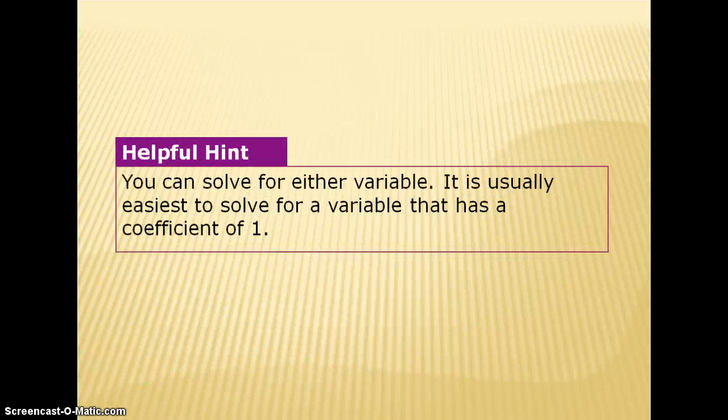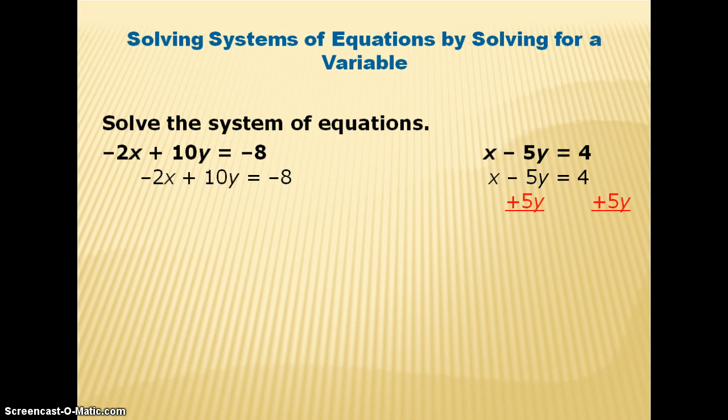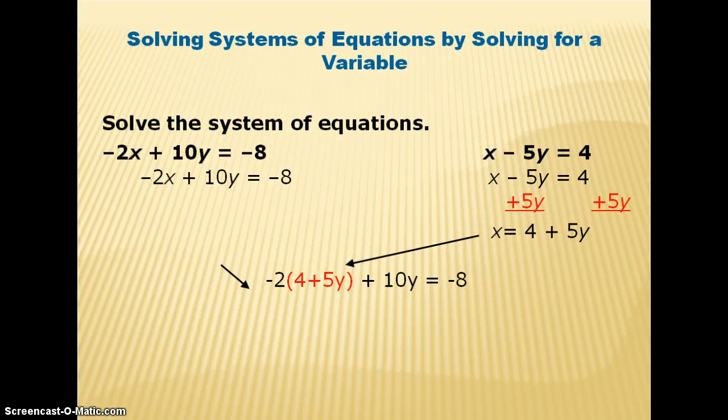You can solve for either variable. It's usually easiest to solve for a variable that has a coefficient of 1. So let's try another one. Looking at the equation on the left, both the variables have a coefficient greater than 1 or less than 1. So maybe we want to take the equation on the right and solve for x. So we could add 5y to both sides, giving us x equals 4 plus 5y. And now we replace x in the first equation with 4 plus 5y. So we get negative 2, parentheses, 4 plus 5y, plus 10y equals negative 8.